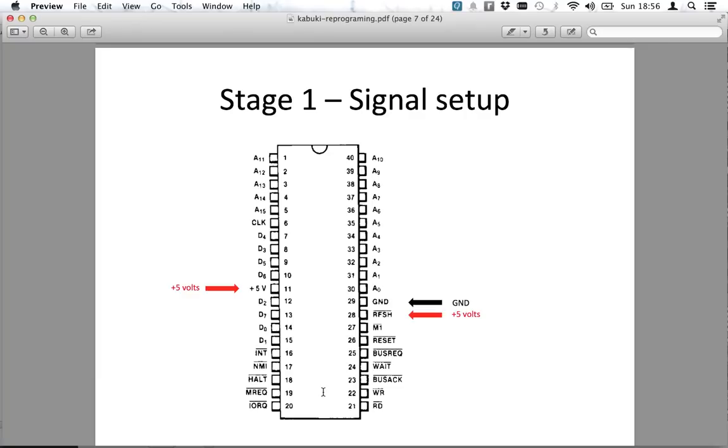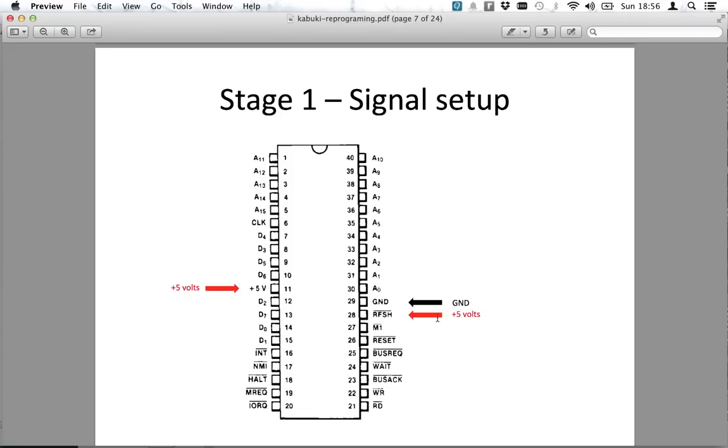Obviously, the first thing we need to do to reprogram Kabuki is power it correctly. Not only do we need to apply the correct voltage to the CPU via pin number 11, and we're talking about the chip itself, right? So we need to apply 5 volts to it like you would do in any normal operation. And with that, we need to apply ground to it, and that's on pin 29 on the Kabuki, like any other standard Z80 CPU.